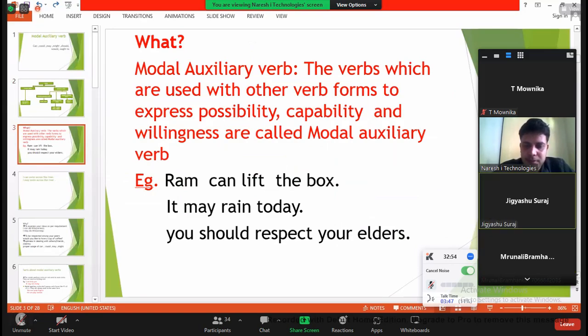Sir, can you tell me, sir, about new batches for soft skills and public speaking? See, for that, Jigyasu, you're working as a consultant, okay, as a consultant.